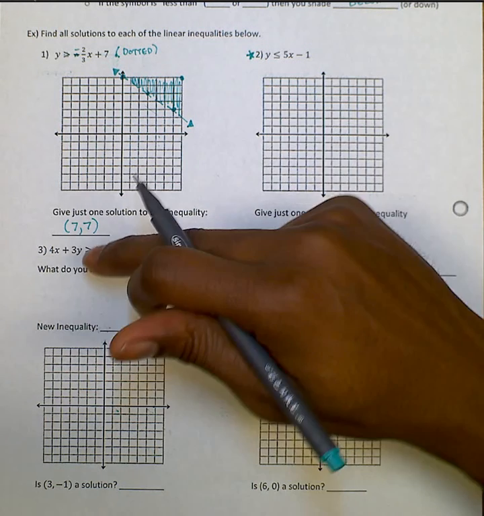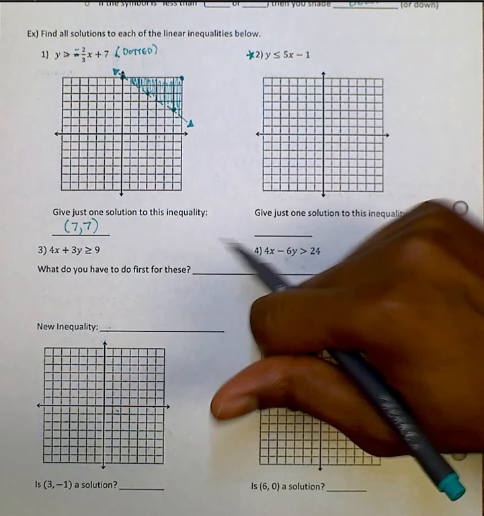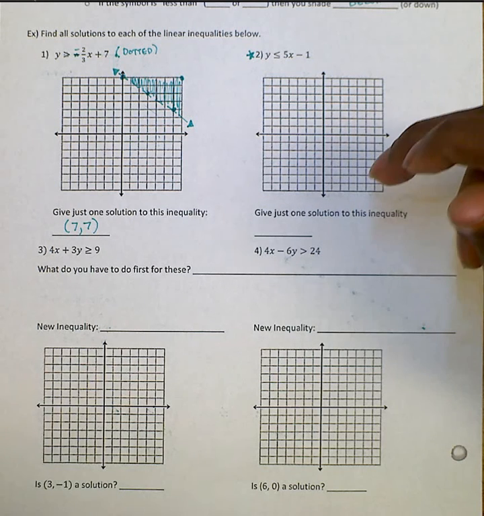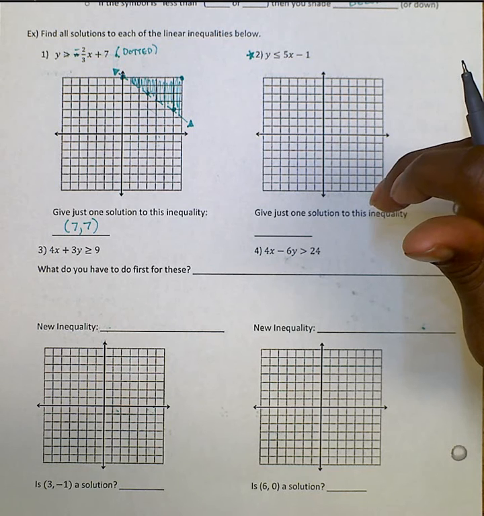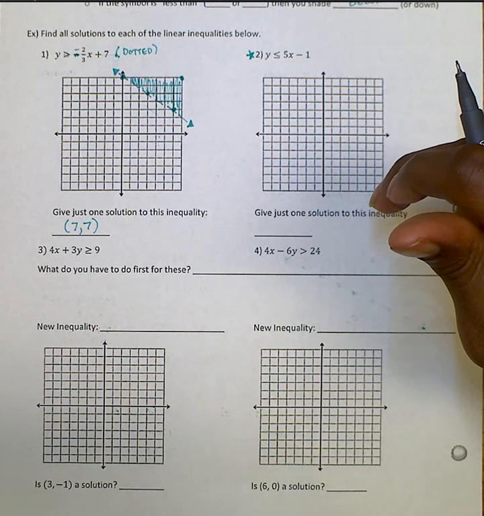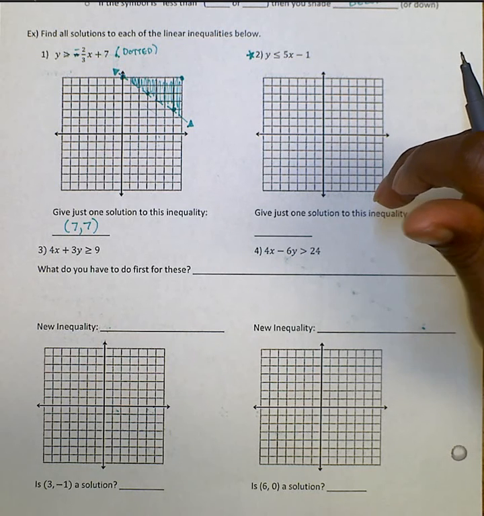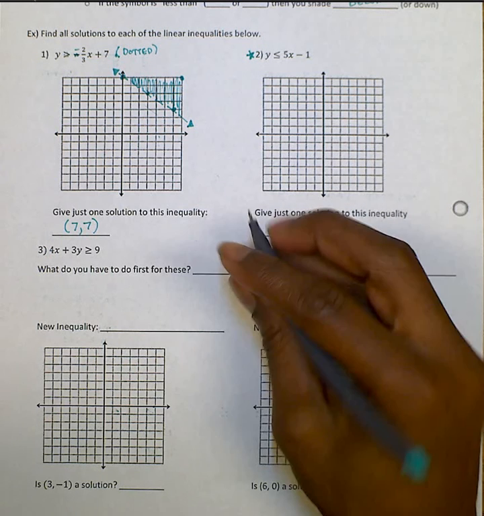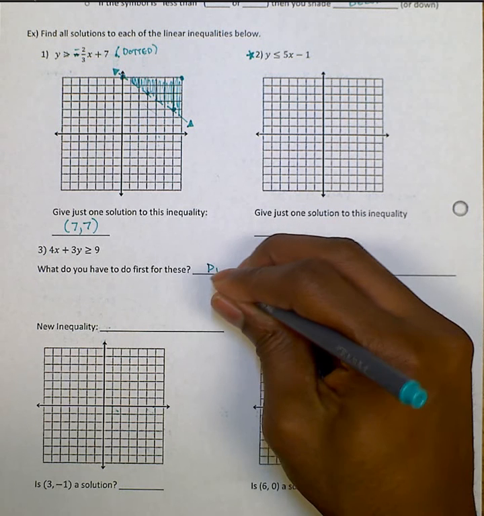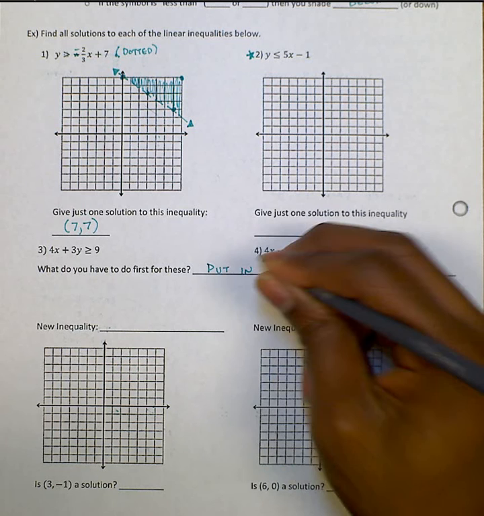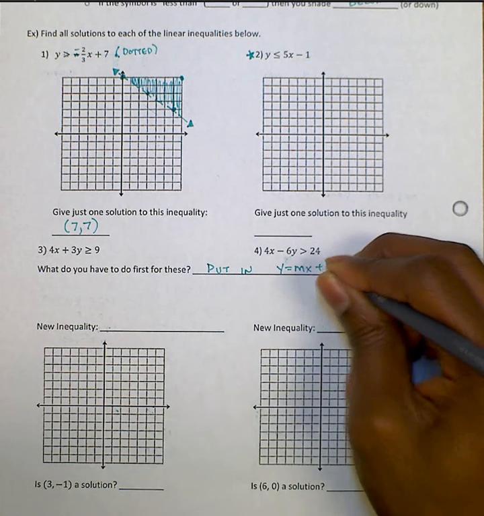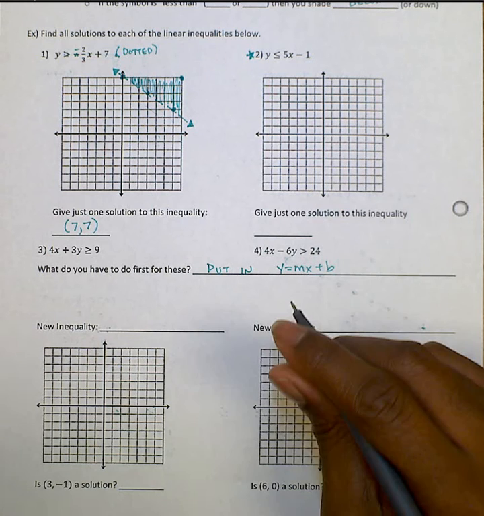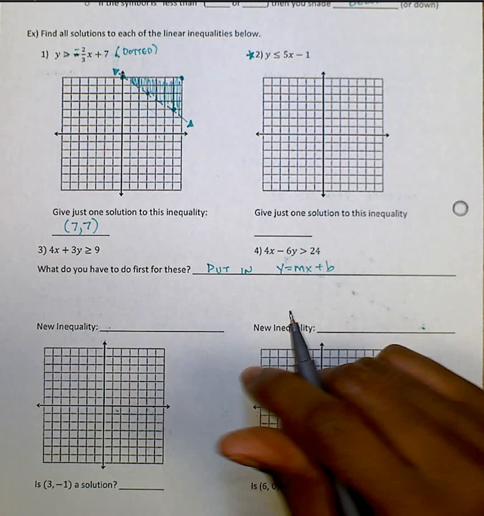So looking at 3 and 4. Okay, here and here. We're given number 3, 4x plus 3y is greater than or equal to 9, and 4x minus 6y is greater than 24. What do we have to do first for these problems? We want to put them in slope-intercept form, y equals mx plus b form. Okay. So we're getting y by itself.